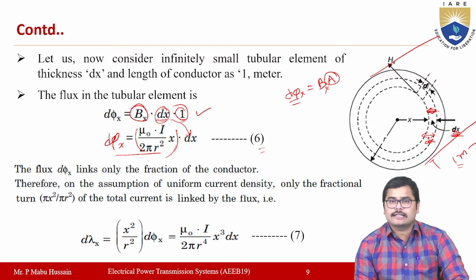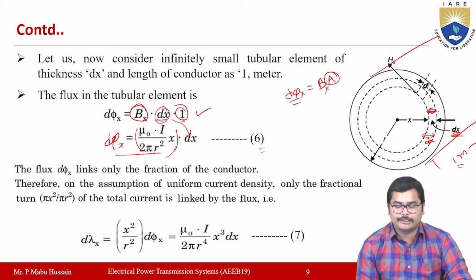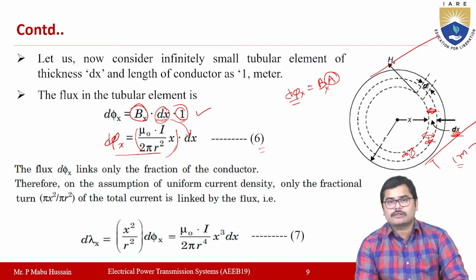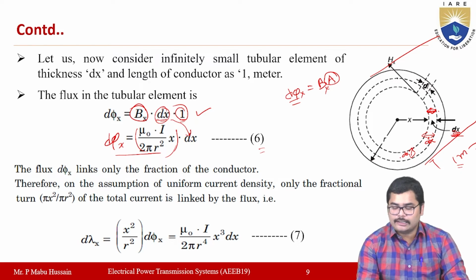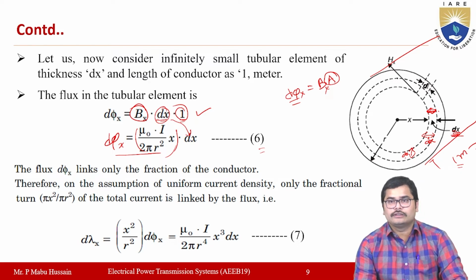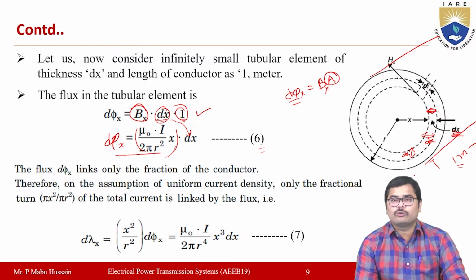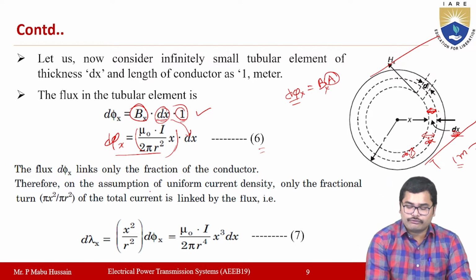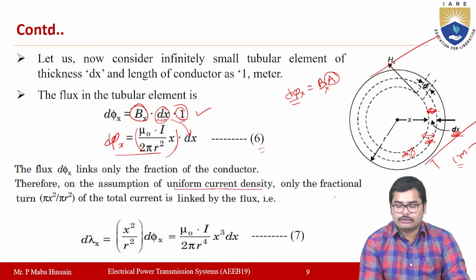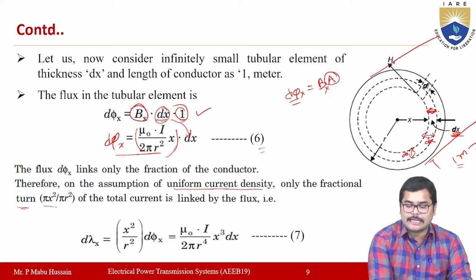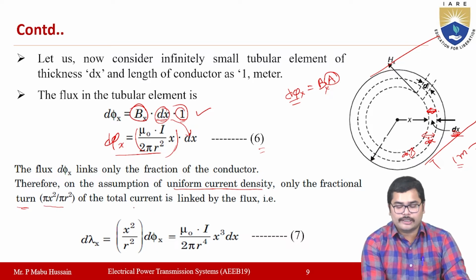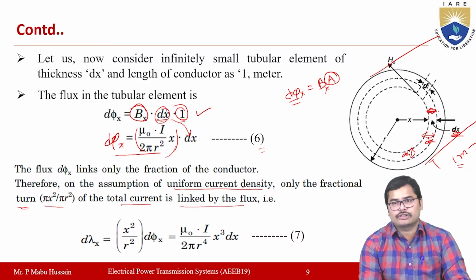Now the flux d phi x, which is the flux inside the tubular element, will link only the small amount of current which is inside this tubular element. So on the assumption of uniform current density, the fractional turn, which is pi x square by pi r square of the total current, will be linked with this flux.